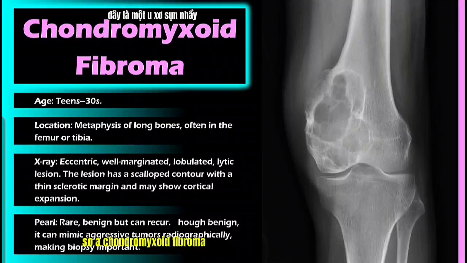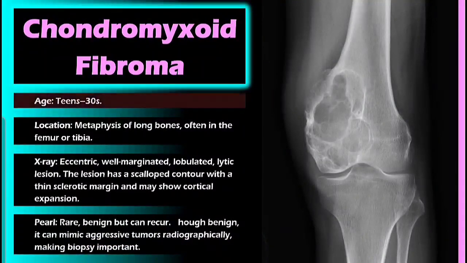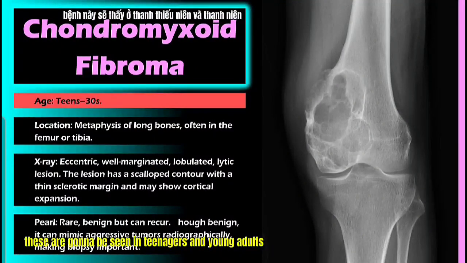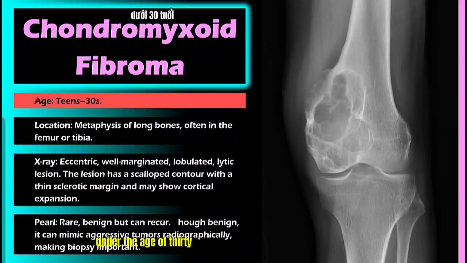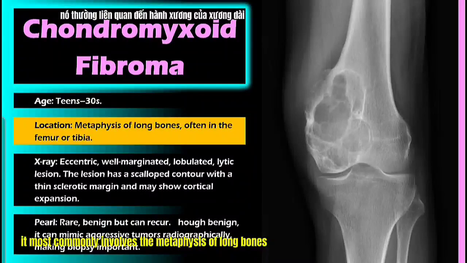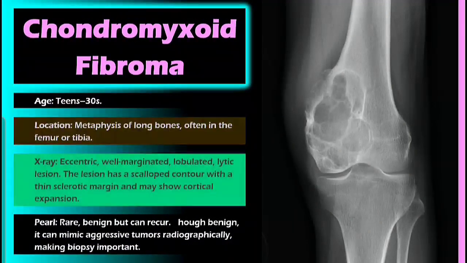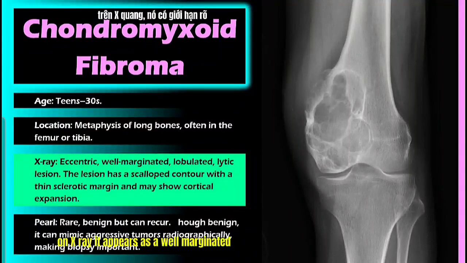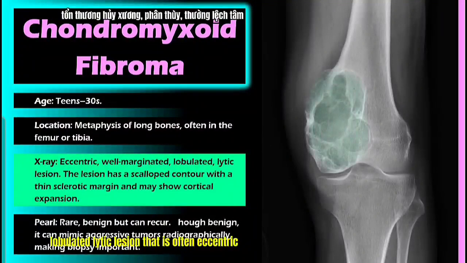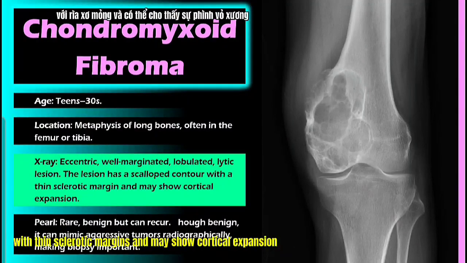So a chondromyxoid fibroma is said to be the rarest benign tumor of cartilage origin. These are going to be seen in teenagers and young adults under the age of 30. It most commonly involves the metaphysis of long bones, often in the femur or tibia. On X-ray, it appears as a well-marginated, lobulated lytic lesion that is often eccentric in the metaphysis of long bones. The lesion has a scalloped contour with thin sclerotic margins and may show cortical expansion.